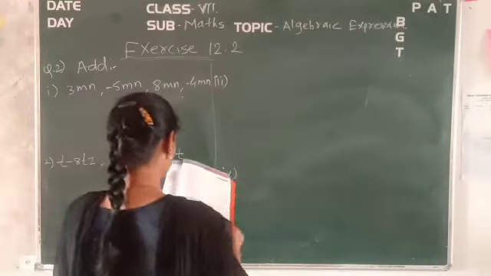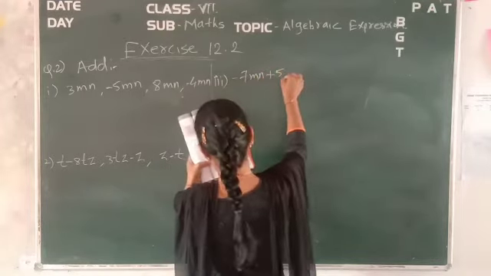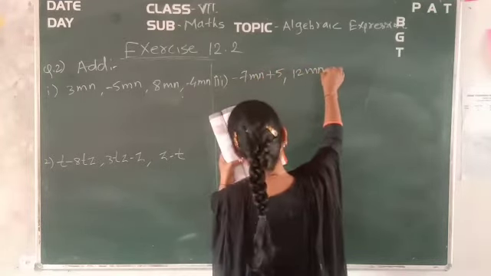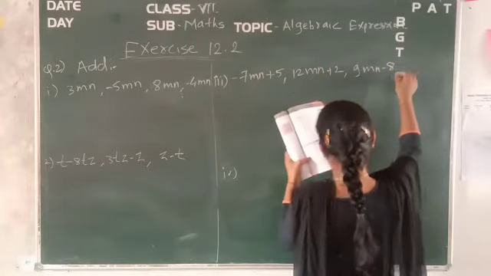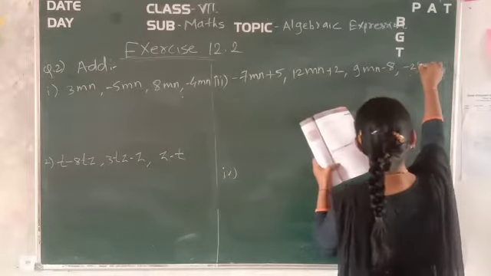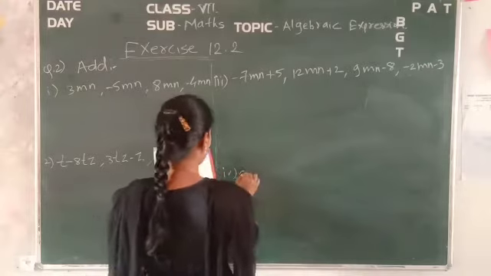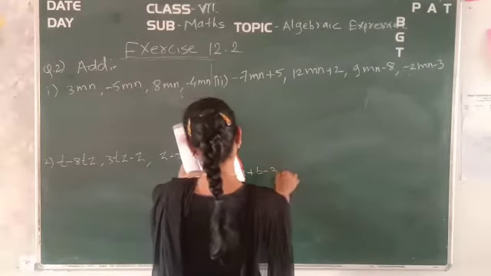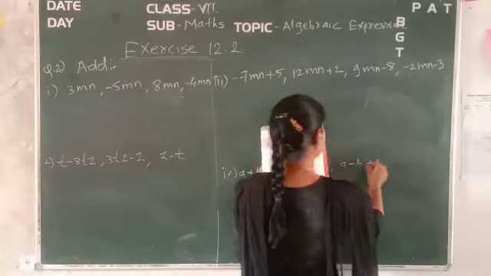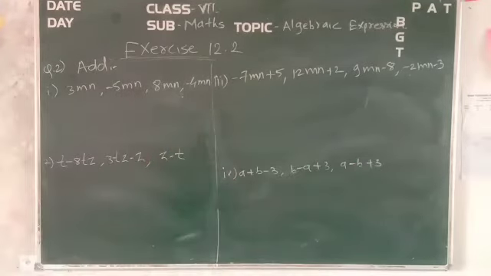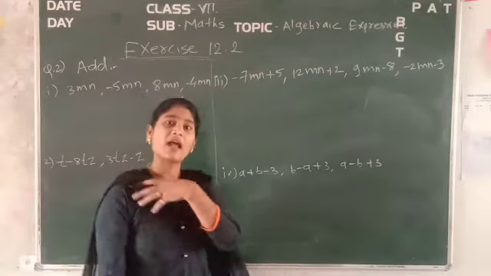Now the third question is going like 7mn plus 5, 12mn plus 2, 9mn minus 8, again, minus 2mn minus 3. Okay, and the fourth question is going like a plus b minus 3, b minus a plus 3, a minus b plus 3. Okay, it means in that way we are just keeping the numbers for adding them.